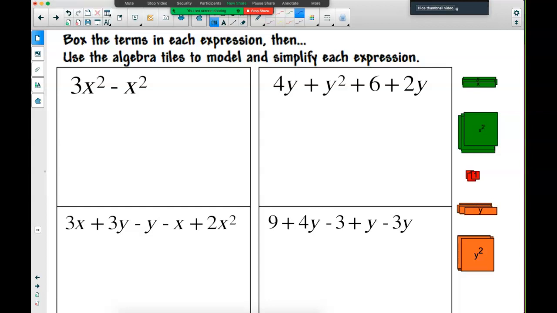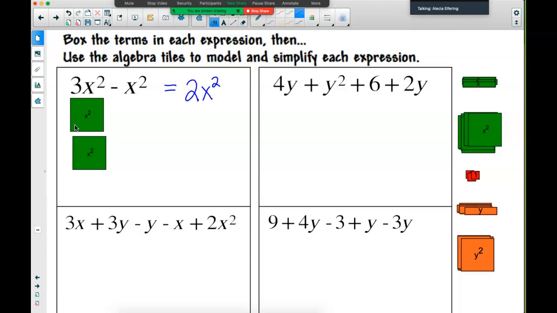Okay, we're always going to work left to right, and 3x squared means I have 3 x squareds. Everybody agree with that? Okay, that is 3x squared. Then it says minus x squared. What does minus mean? Take away. So I want to get rid of an x squared. And what I'm left with is 2x squared. So that would be my answer. I've simplified it. I went from 2 terms down to 1.